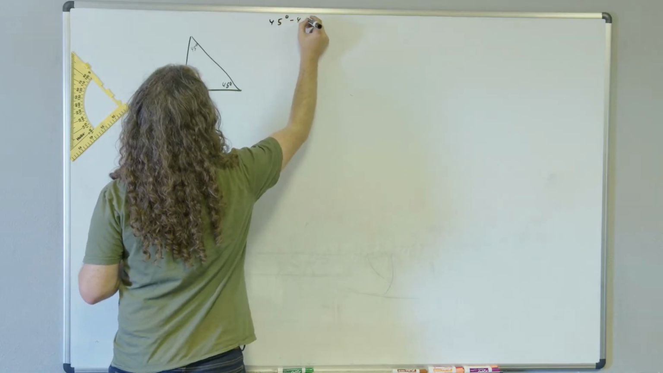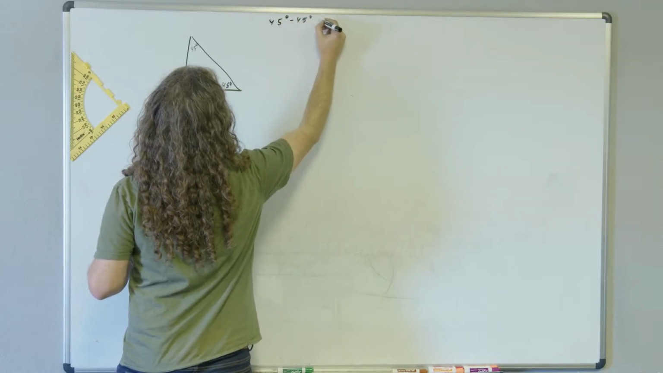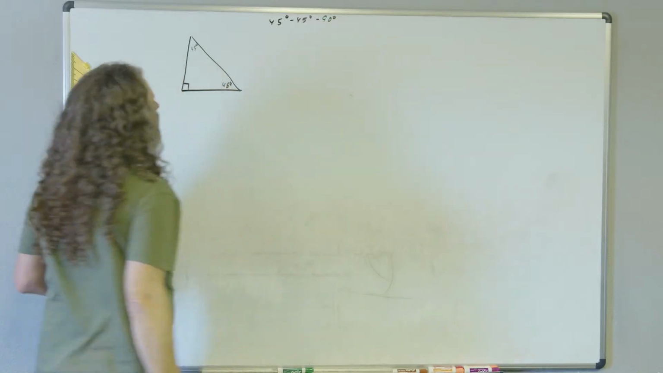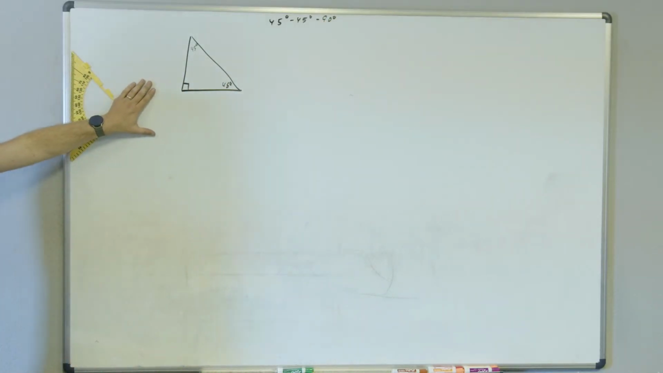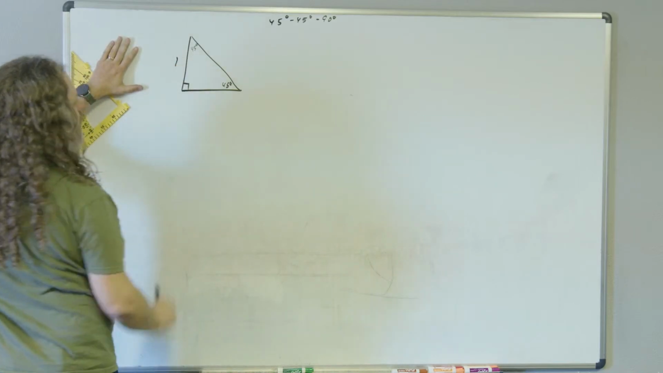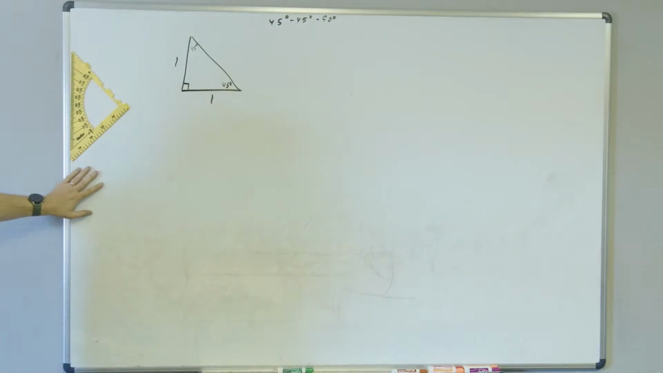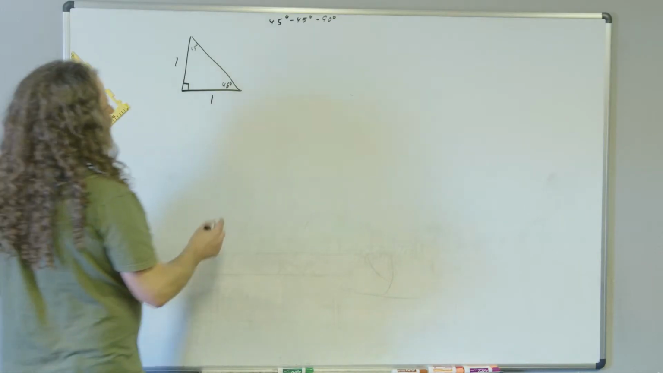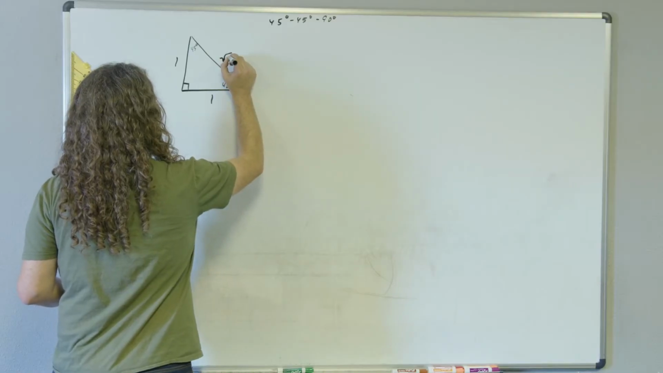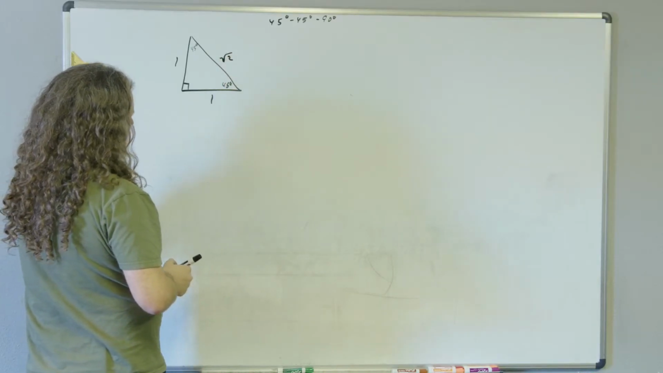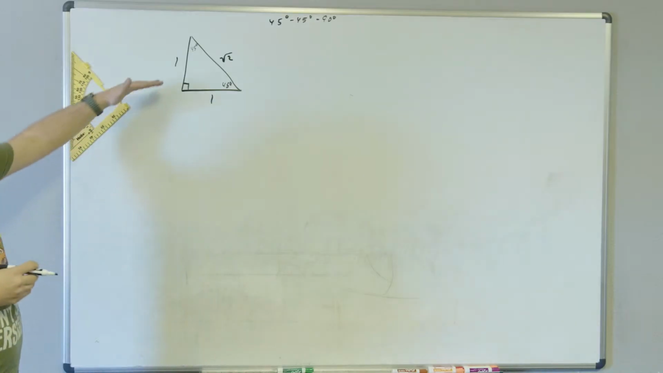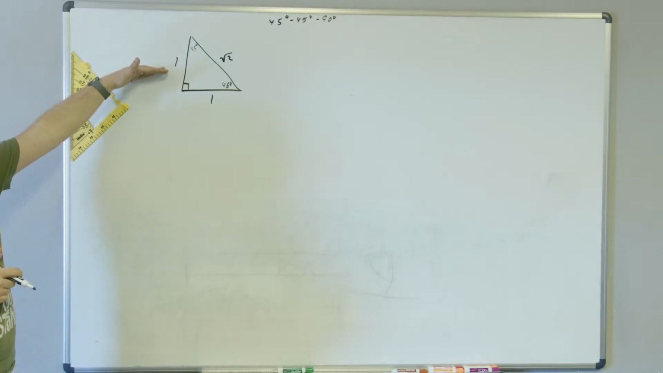Okay, so with this one, in order to get the ratios, if we make this side 1, this side would also be 1 because it's isosceles, right? Base angles are congruent, therefore it's isosceles. So if we use Pythagorean theorem, we get square root of 2. So the sine of 45 degrees is square root of 2 over 2. The cosine of 45 degrees is square root of 2 over 2. The tangent of 45 degrees is 1.